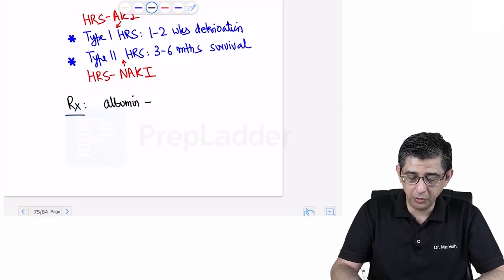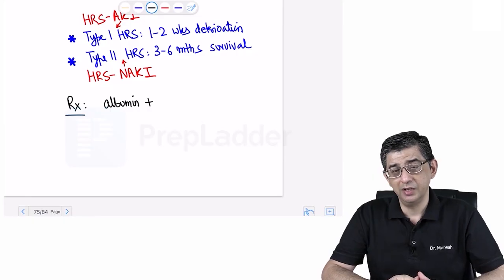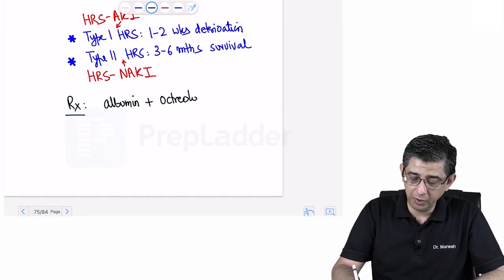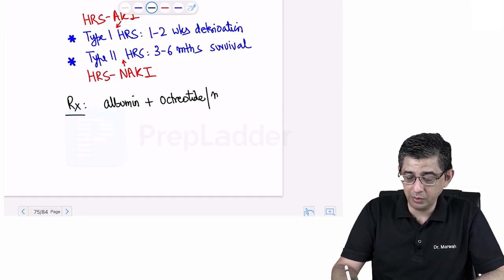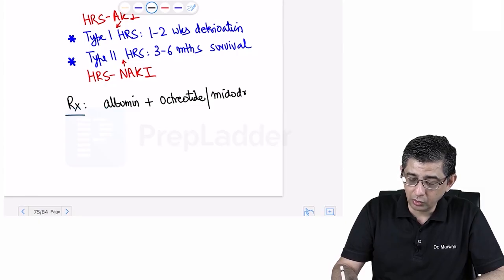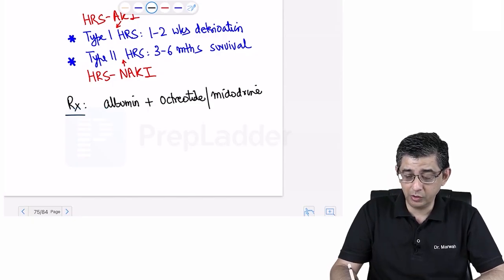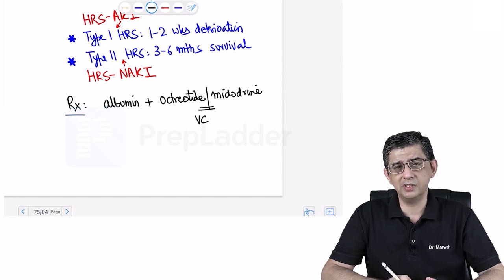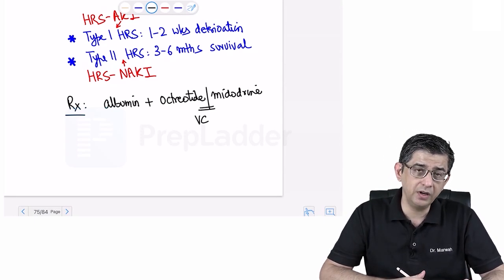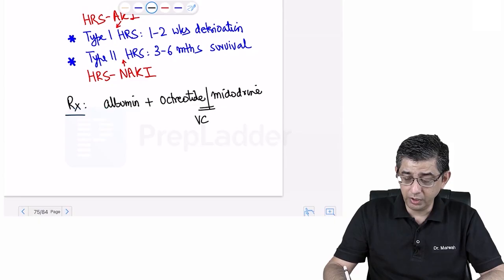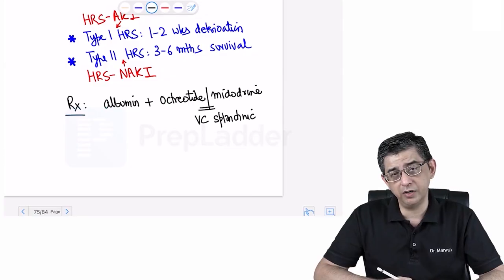So let's look at what treatment is to be done for these patients. The first and foremost drug that I can use in this patient over and above albumin will be octreotide, or I can use midodrine as well. Now, what is the role of octreotide or midodrine per se? Because they are after all vasoconstrictors, and the query from most doctors is, sir, on one hand you are saying this disease has renal vasoconstriction and you're giving vasoconstrictors. Well, these are vasoconstrictors that mainly act on the splanchnic blood vessels.